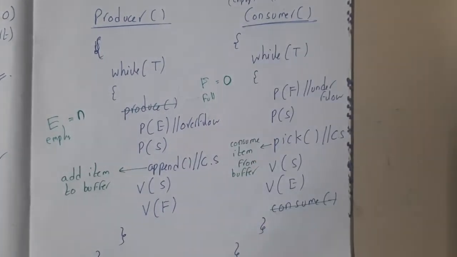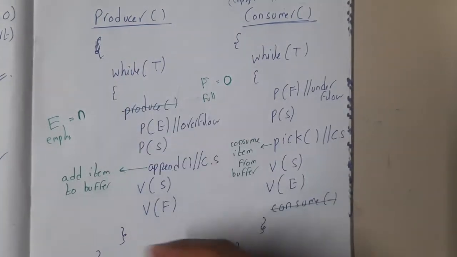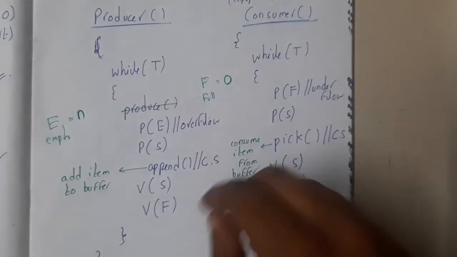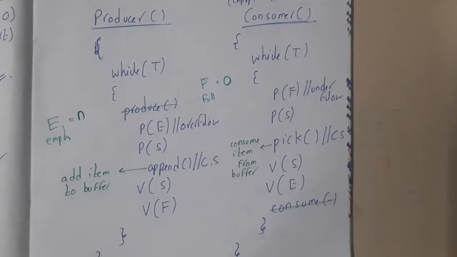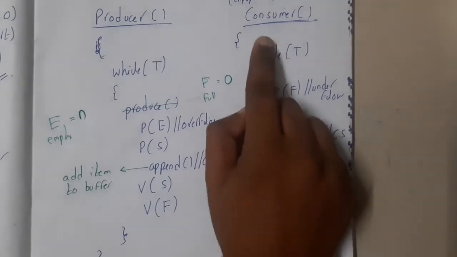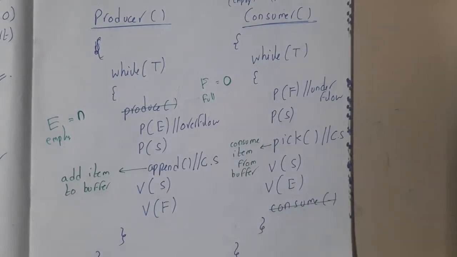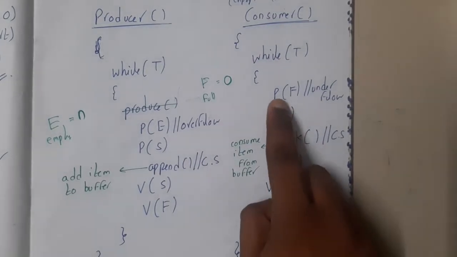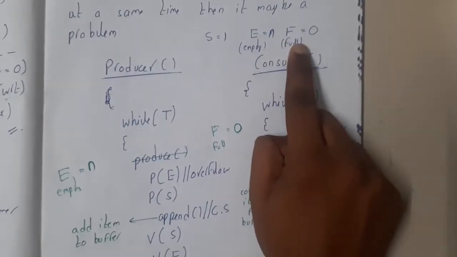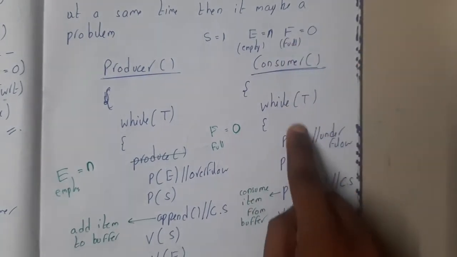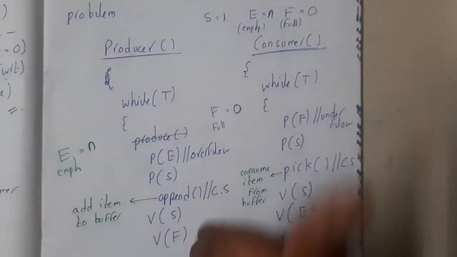With that understanding, assume the consumer wants to consume without anything being produced. He will come inside and he will check P of F. What is P, guys? P is nothing but a wait, right? So he is going to perform wait of F. Already the F value is zero, so nothing will be done. He is going to wait there.